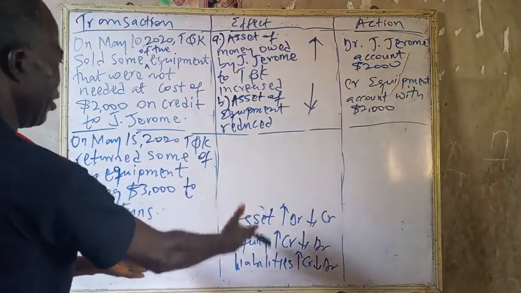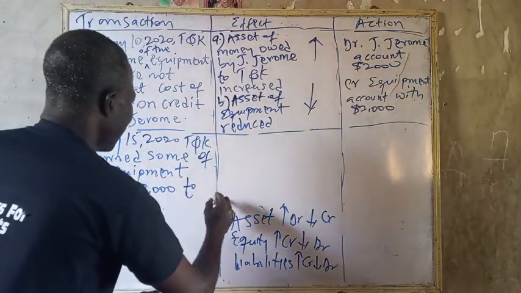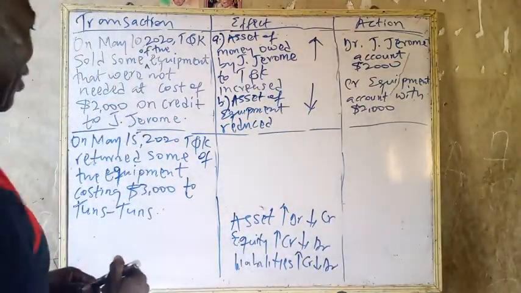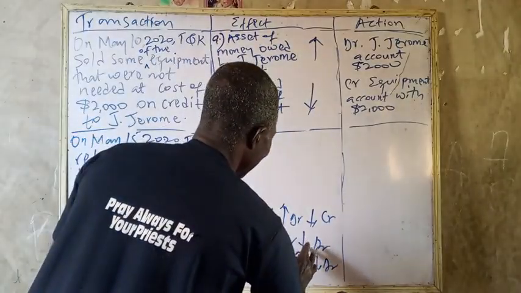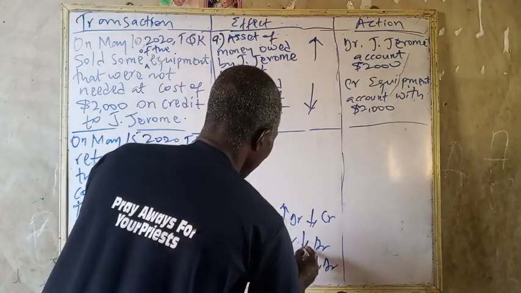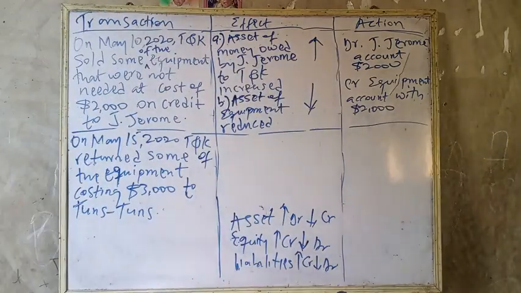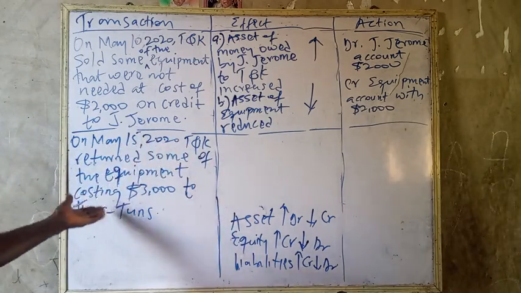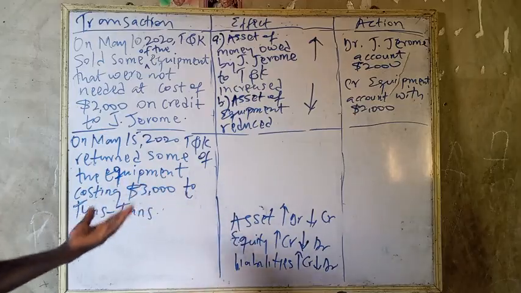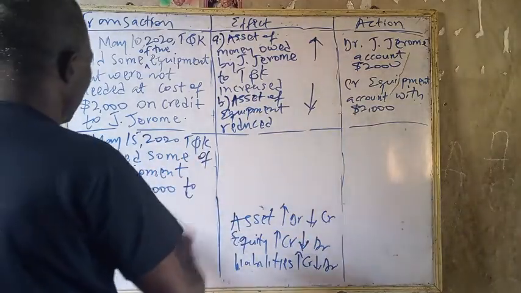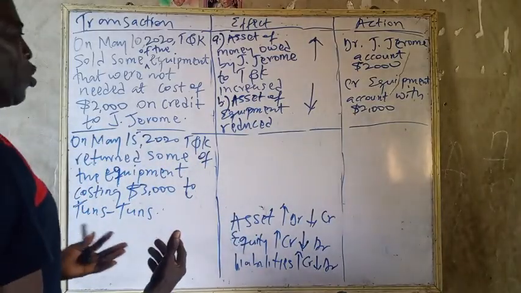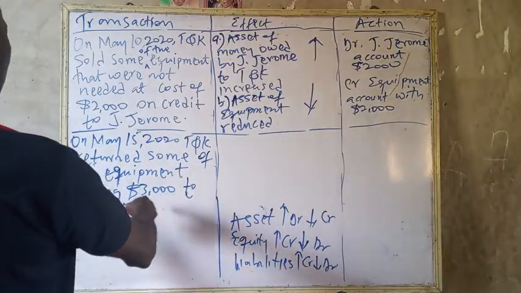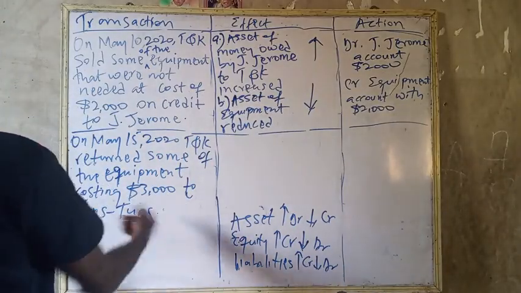What does this concern? Is it asset or liability, or equity? So on May 15, 2020, T&K returned some of the equipment costing $3,000 to Toonstones. Return some of the equipment. What is the equipment? Equipment is an asset, right?